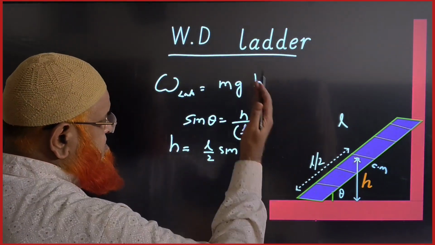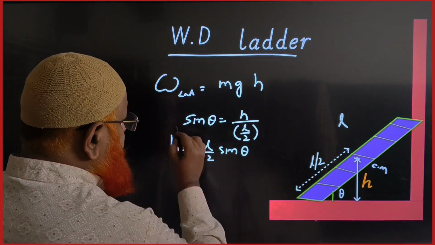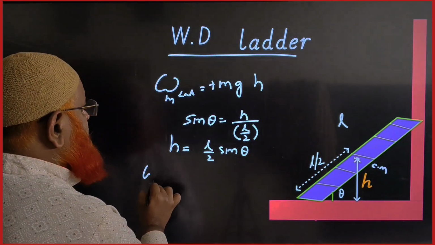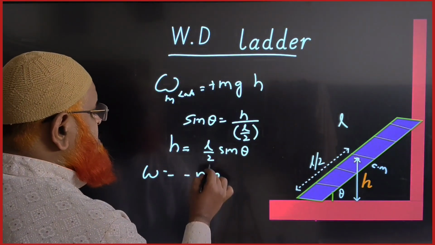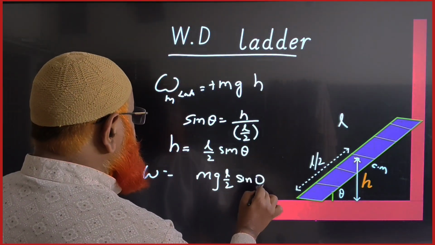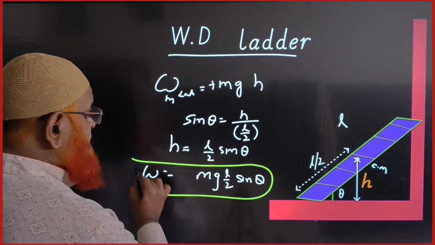So you are working on the man lifting upwards, okay? So work done by the man is always positive. Work done by the man on the ladder is upwards, positive. So work done will become minus mgh. Sorry, plus mgh, which means you write mg into L by 2 into sine theta. This is going to be your answer. This is going to be the formula for lifting a ladder.